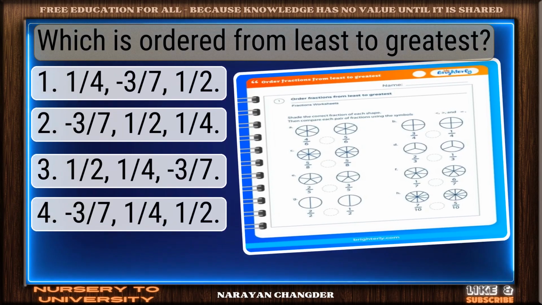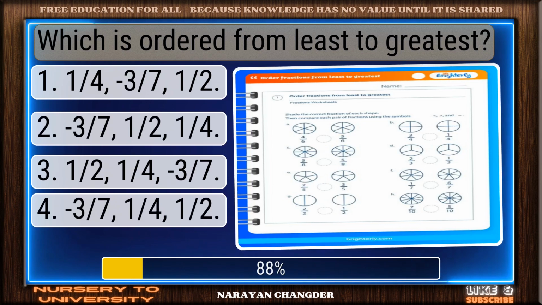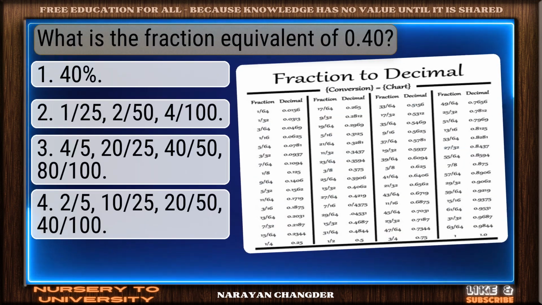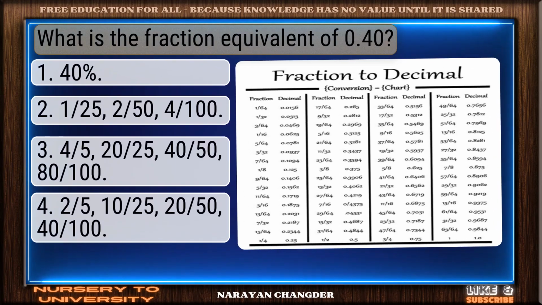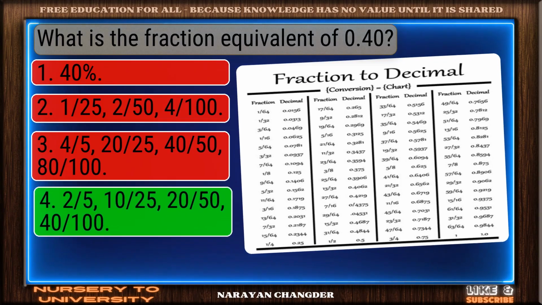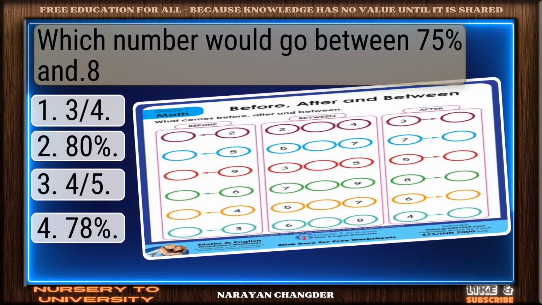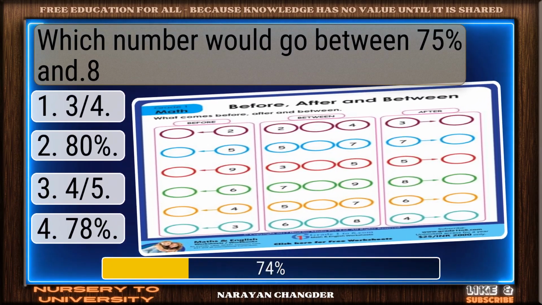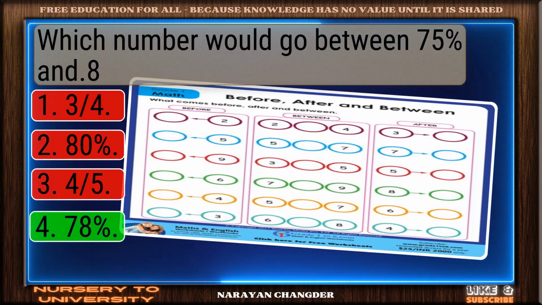Question number 30. Which is ordered from least to greatest? 3 per 7, 1 to 4, 1 per 2 is an accurate answer. Question number 31. What is the fraction equivalent of 0.40? Nice work. You chose 2, 5, 10, 25, 20, 50, 40, 100, and it is correct. Question number 32. Which number would go between 75% and 0.8? You're right. 78% is the correct answer.